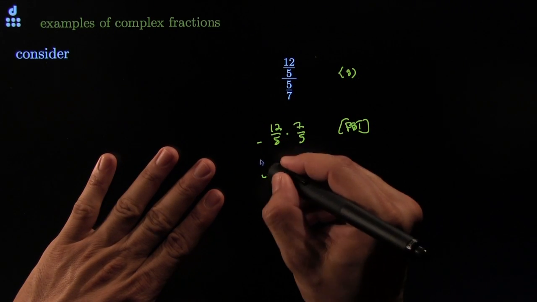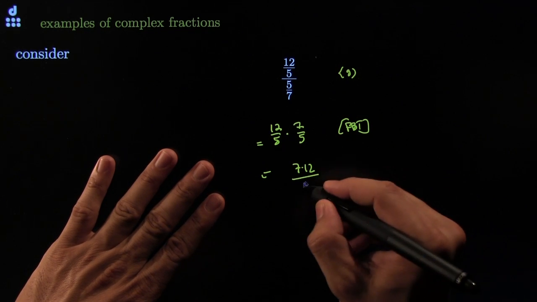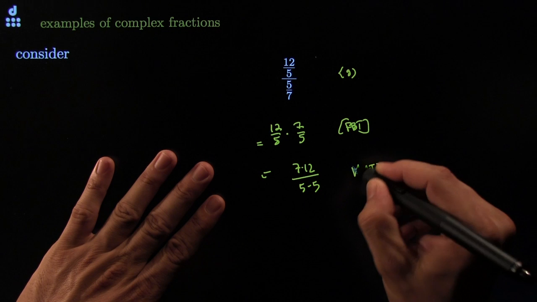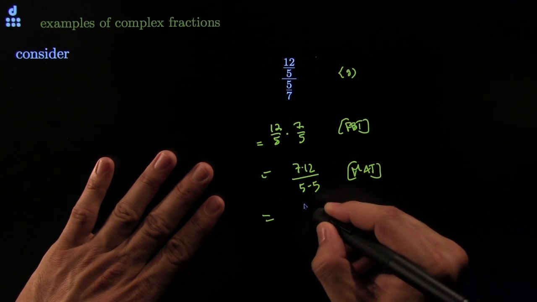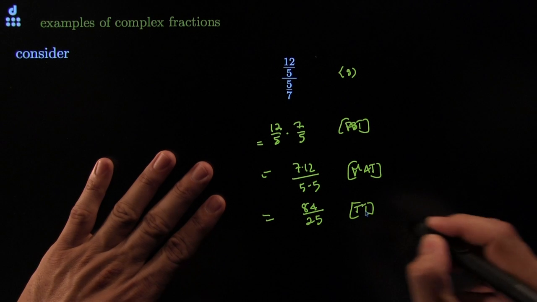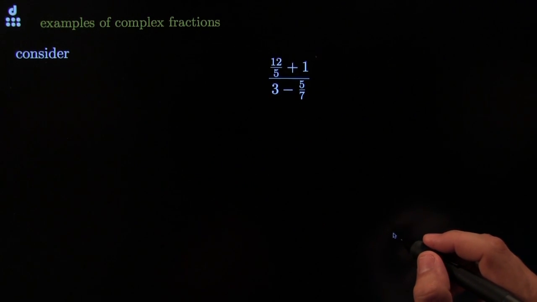And so then that becomes just 7 times 12, which is 84, over 5 times 5. This is multiply across. And just do a little times table. 84 over 25. There you go. Nice, huh? Flip the bottoms. Alright, let's do this one.